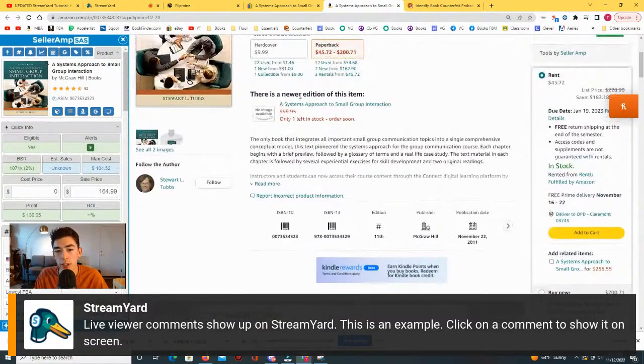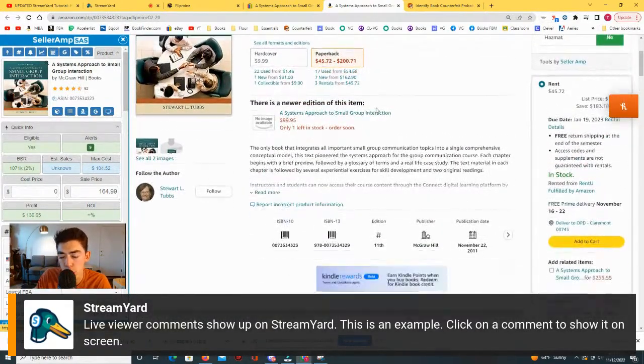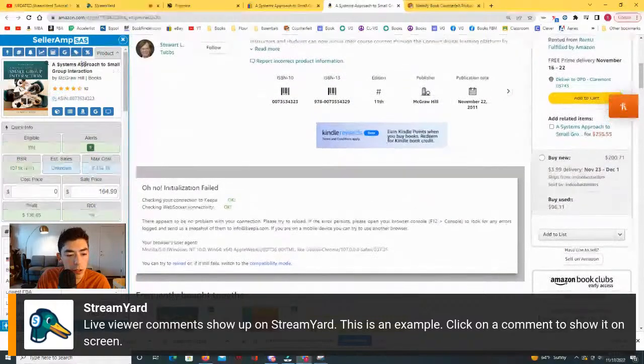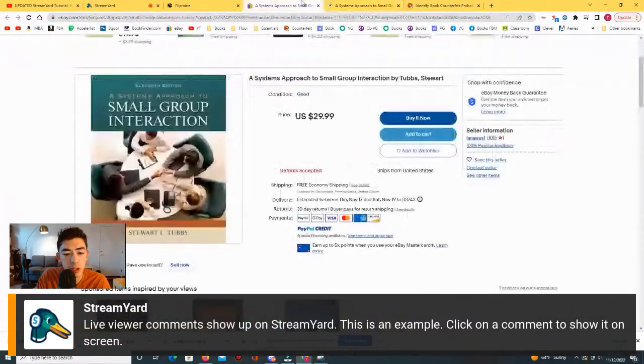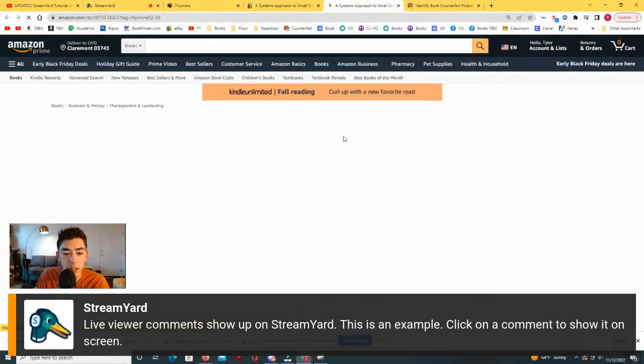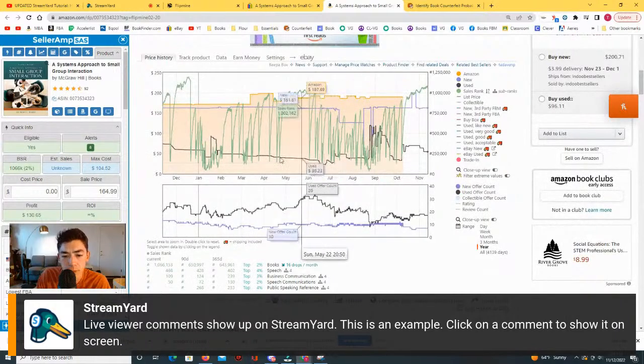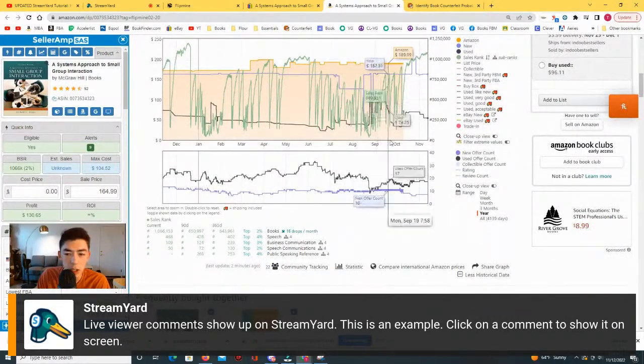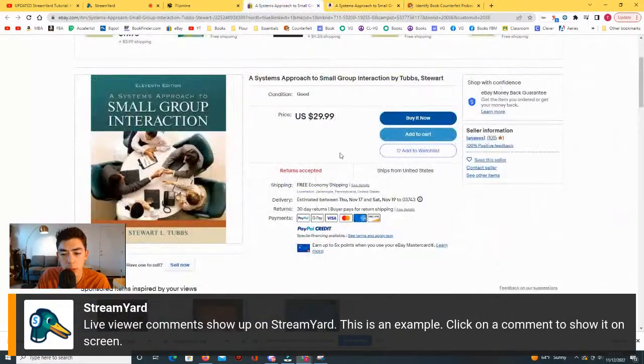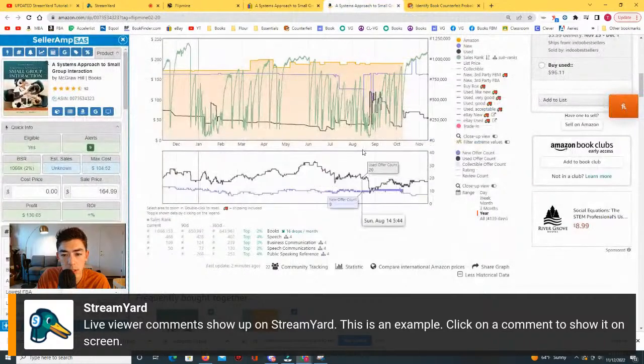One thing that looks good though, right off the bat, is that the lowest used price is $54. So it's going to refresh the page, and down here it's $30. So maybe this would be an undervalued book. Let's see if Keepa refreshes or not. There we go. Okay, so this book looks better than the other ones. I still wouldn't buy it at $30.